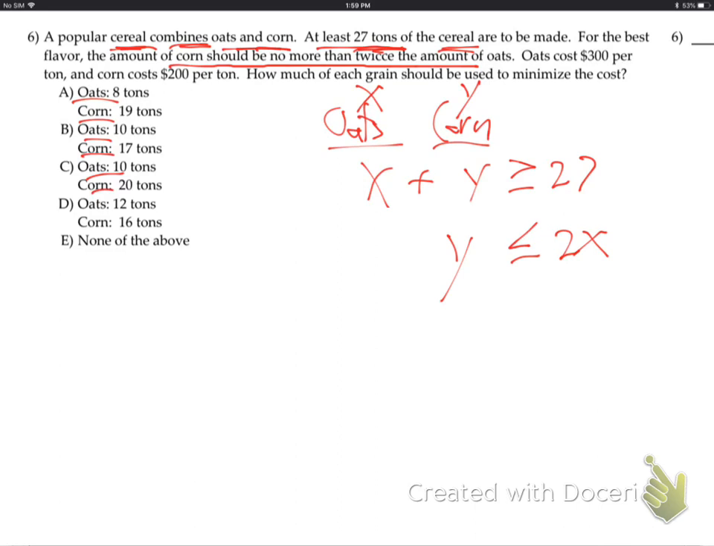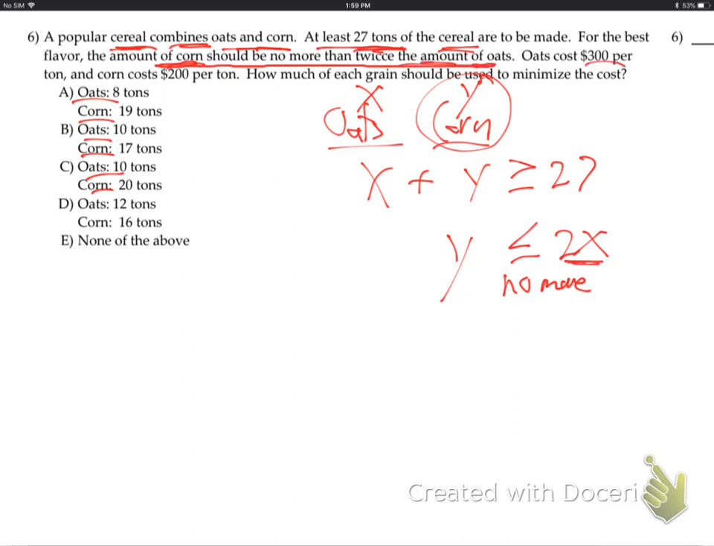That was weird. It went the other way. Yeah. Did you guys understand what I did there? Amount of corn, that's y. No more. If something's not more, it's less or equal, isn't it? No more than, less or equal to, twice corn. Twice oats. Twice oats. That's a weird one.